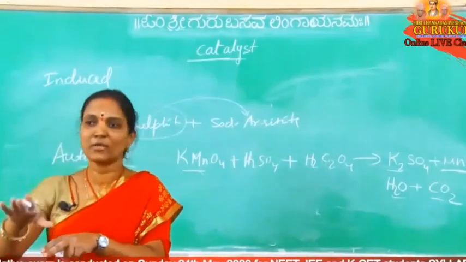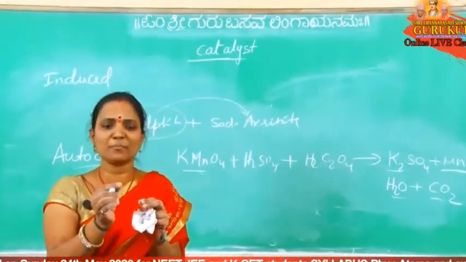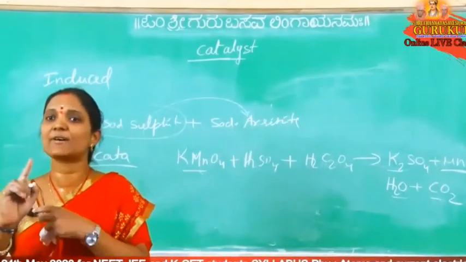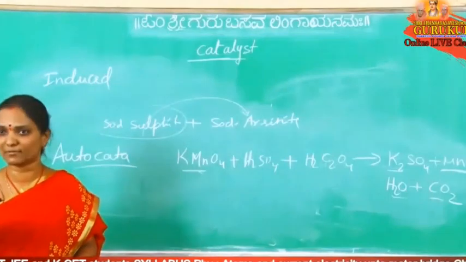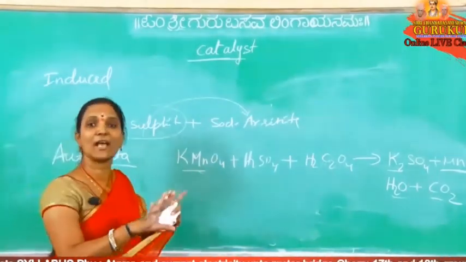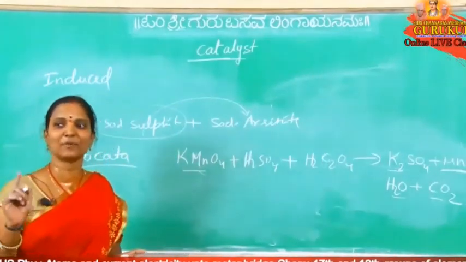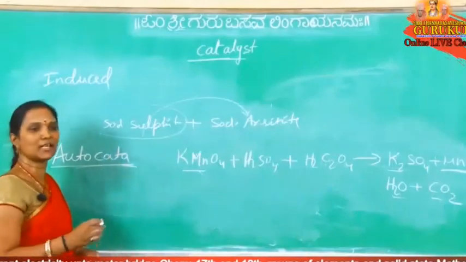Initially reactants are there. We are not adding any catalyst. Initially the reaction is very slow. Some product is obtained, and one of these products acts as a catalyst. Because of the catalytic activity of that product, the speed of the reaction increases. We are not adding anything, but one of the products itself acts as a catalyst. That's why the reaction is called an autocatalysis reaction.